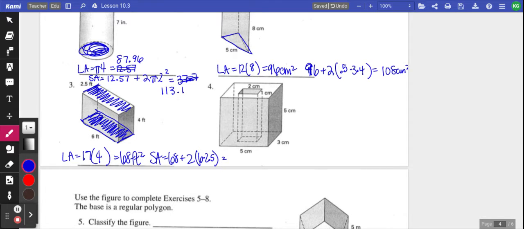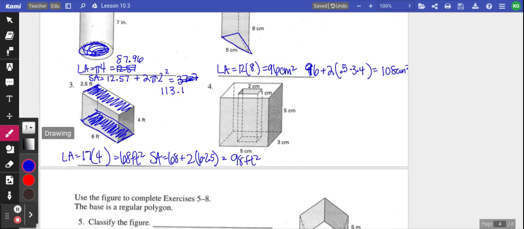So I have 68 plus 2 times 6 times 2.5 is 98 feet total. Okay, number 4 is a little difficult because when we're talking about the lateral area, we have to take into consideration the fact that if I was going to paint this, I would have to paint the inside of this little prism in there.